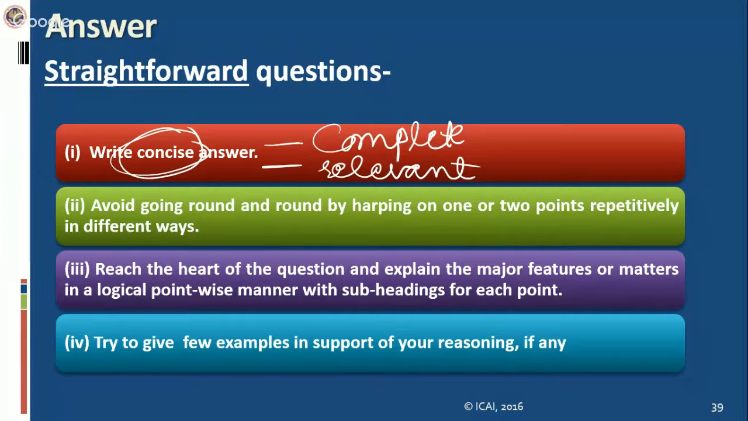Yes, Preeti? Yes, continue. Very well said. The length of your answer is actually dependent on the marking of your question. If a particular question is asked for 4 marks and the same question is asked for 8 marks, then the length of your answer will vary according to the question. Try to give few examples if you have any relevant to the topic. Well, these were the key points to be remembered while answering a straightforward question. Now, how to write, what should be the manner of writing in case of case study based question if a particular situation is given?